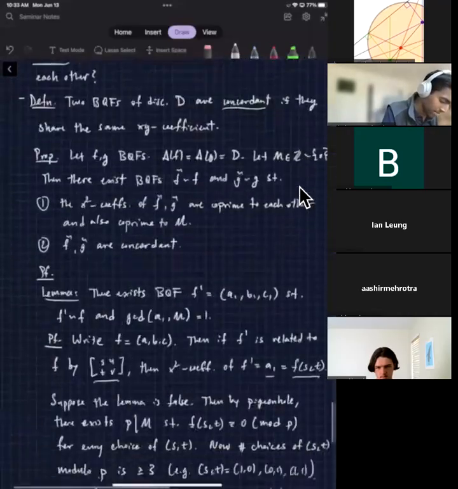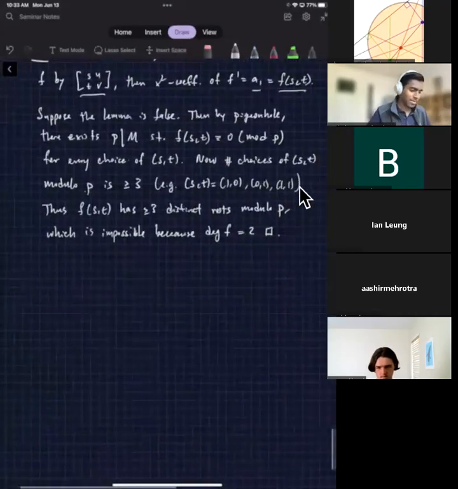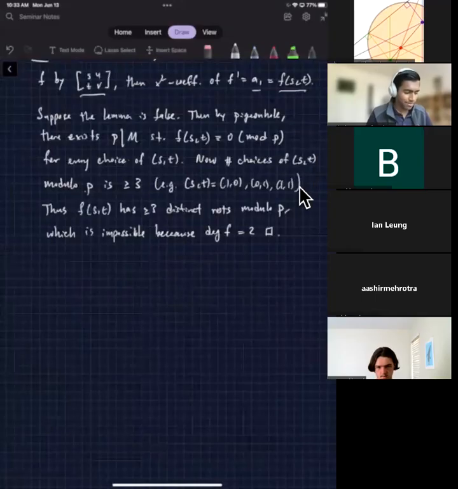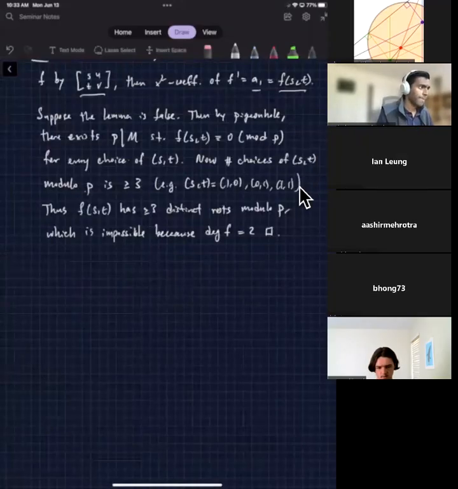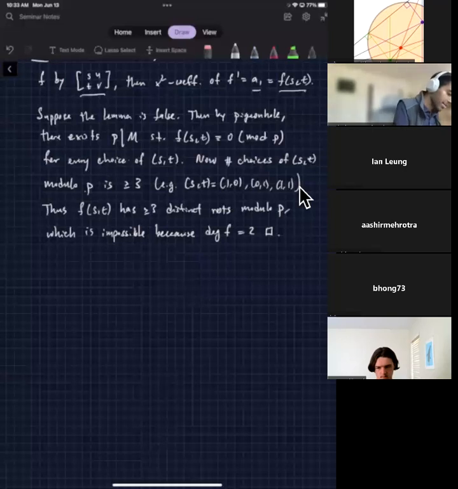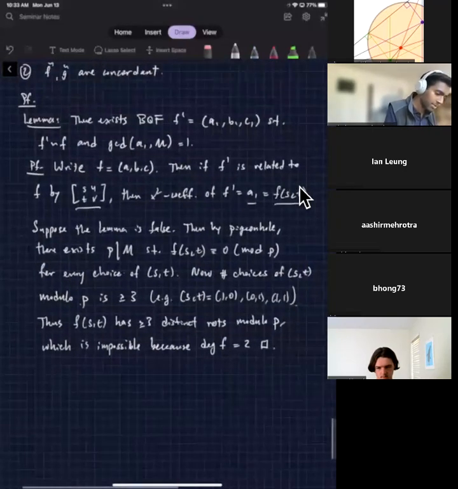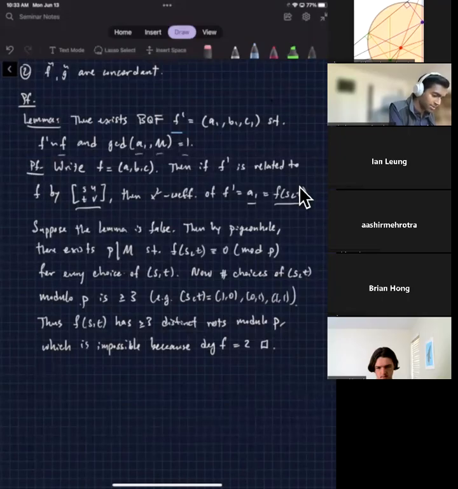Okay. So now what we're saying is we have this BQF f. It's got at least 3 distinct roots modulo p. And that can't happen because the degree of f is 2. Okay, so that's the first lemma. So this lemma establishes that we can find this equivalent form f prime equivalent to f, where the GCD of the first coefficient of f prime with m is equal to 1.